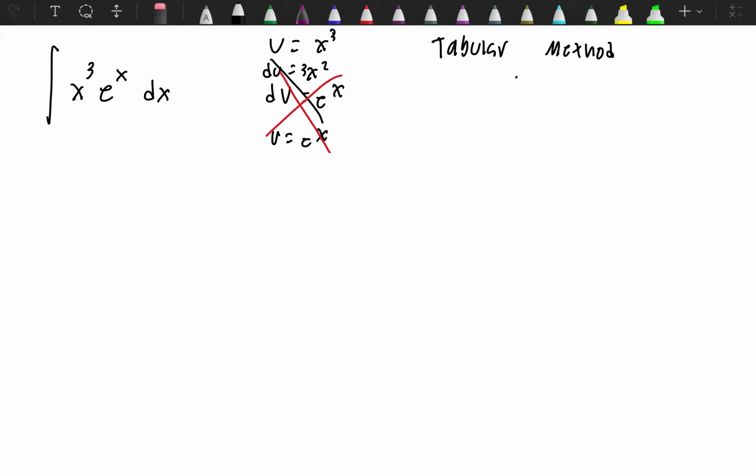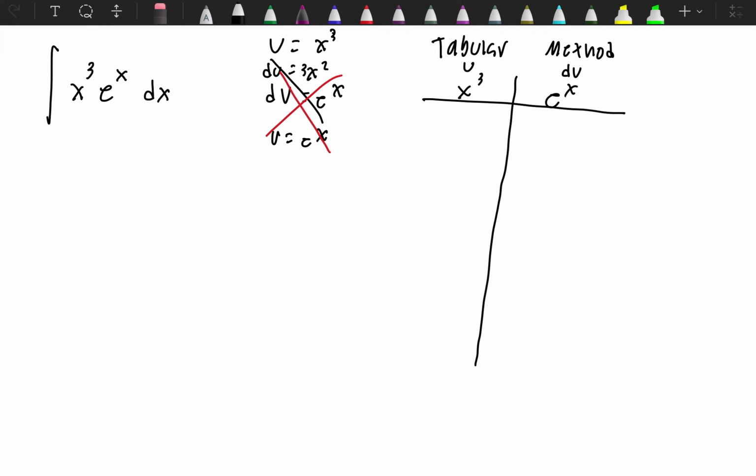What we're going to do is set up a little chart, which is why it's called the tabular method. And we're going to write out u and dv. So essentially, for the tabular method, what you want to do is take the derivative of u all the way until it reaches 0. And I'm going to show you why, for me personally, I only do this if there's a polynomial in it.